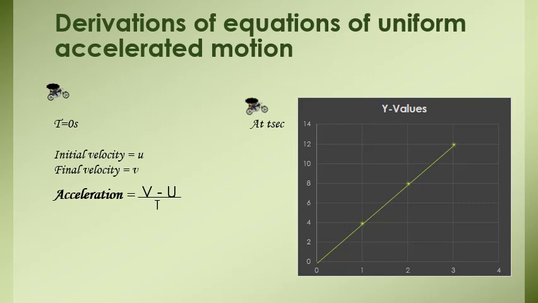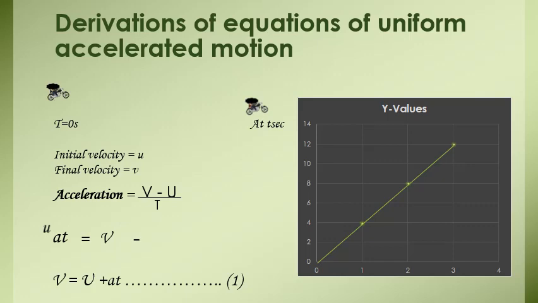Already you have learned this in the previous classes, isn't it? So what is the formula for acceleration? It is a = (v - u)/t. When you cross multiply, what do you get? v - u = at, isn't it? So at = v - u. If you transpose u to the other side, then v = u + at. That is the first equation of motion. So what is the first equation of motion? v = u + at.